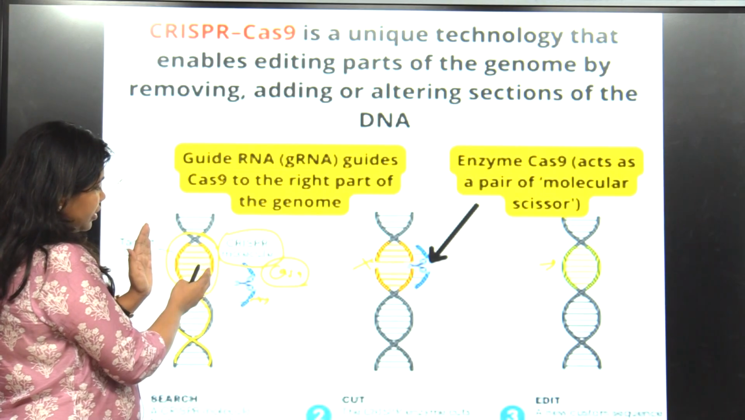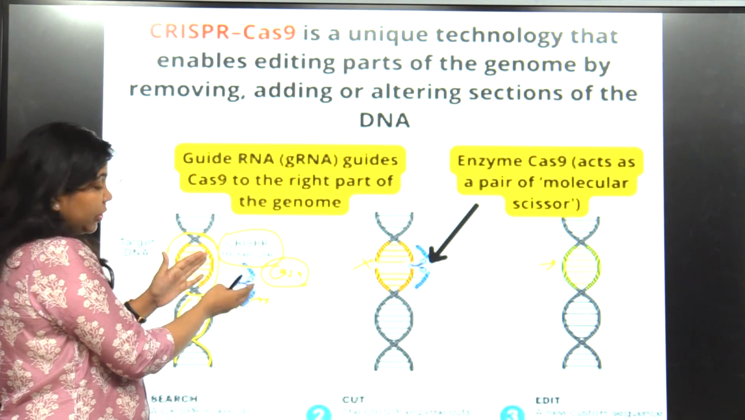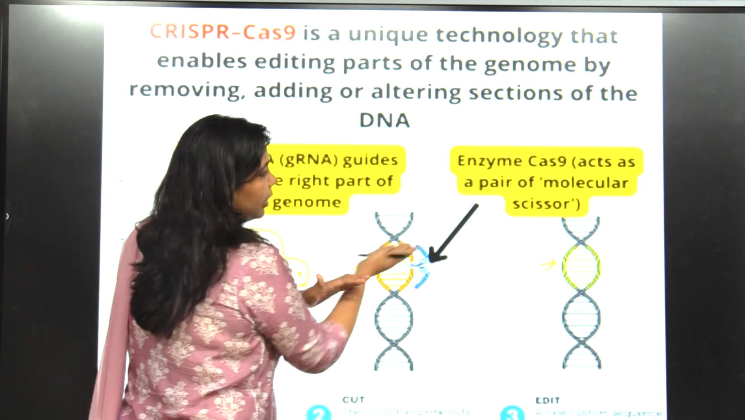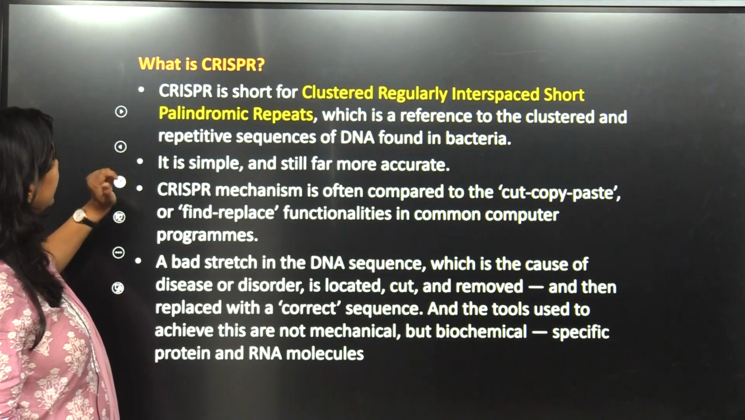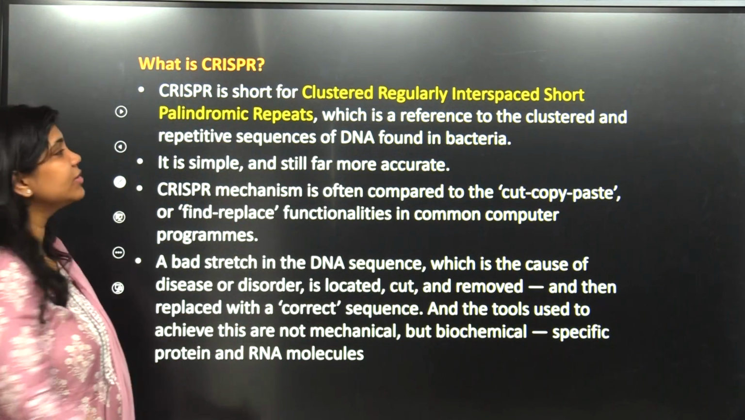When this molecule reaches the target DNA, how will it reach? Because we matched it. Then it will cut and will have a strand. Okay, so here we can understand. We will go through it once.